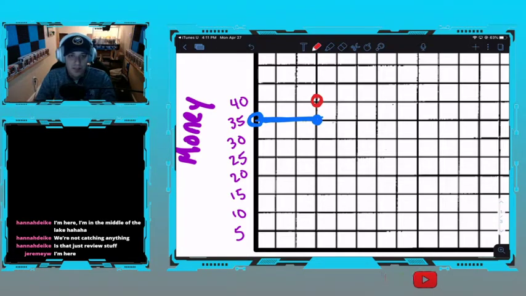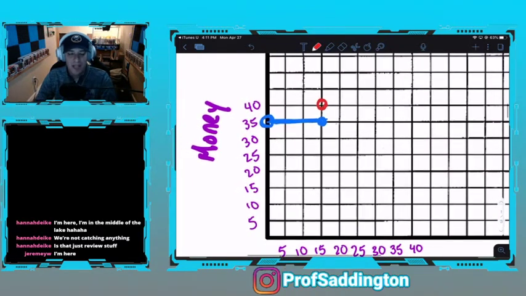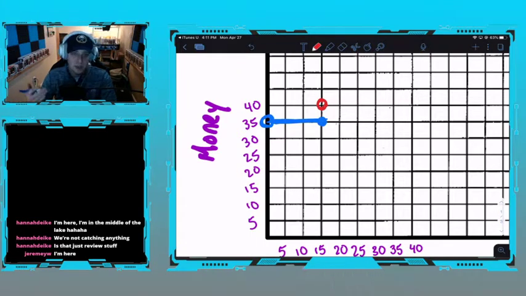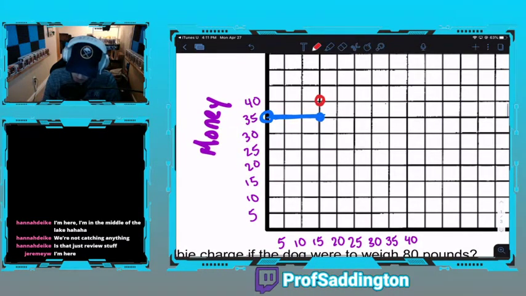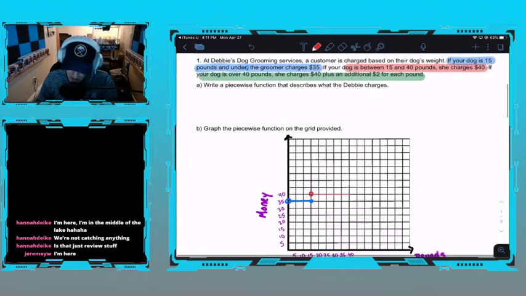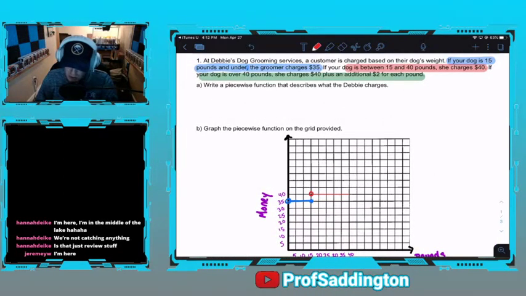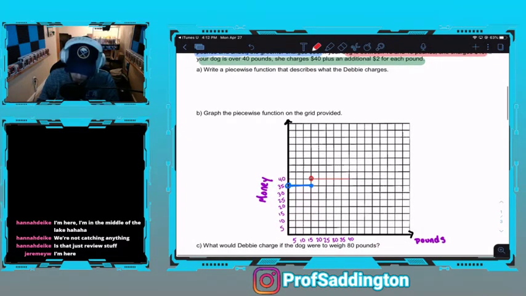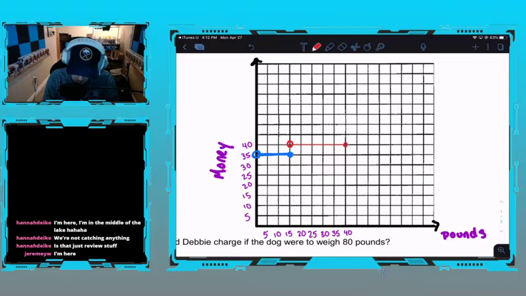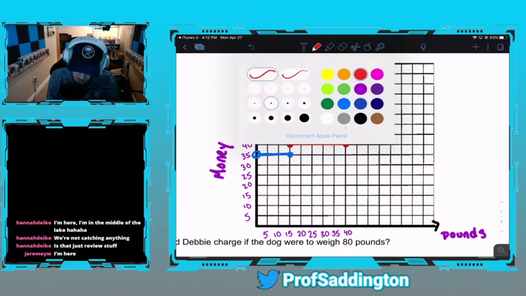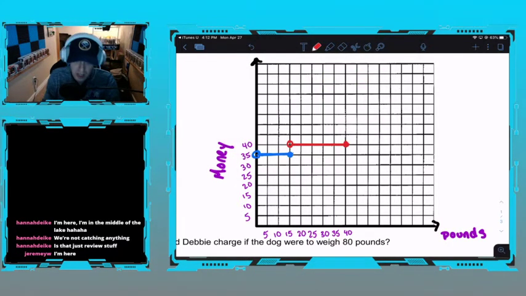Plus, we said if the dog weighed 15 pounds, it was 35. We can't say it's 35 and it's 40. So it has to be an open circle at that 15. So we start at 15 pounds, and this is going to go all the way to 40 pounds. Now let's read how the question says. It says, if the dog is between 15 and 40, she charges $40. So it looks like that 40 is going to be included here. So that one's going to be closed. I don't know why I'm darkening it and I don't just pick a thicker line.